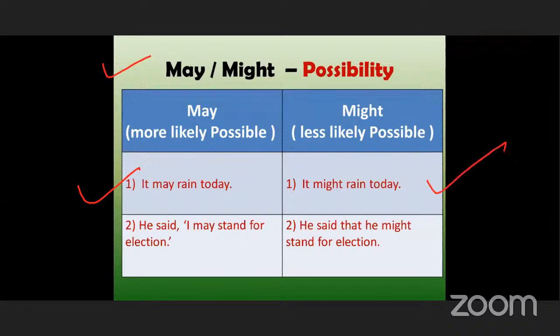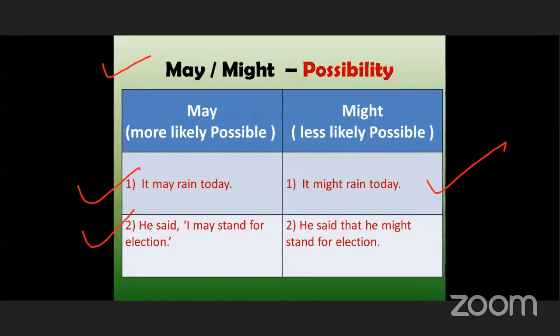Okay. Now here, a 30 to 40% possibility is there that rain will come today, but it is not certain. So there is less possibility. When there is less possibility, we use might, and when there is more possibility, we use may. Let's see the second example.